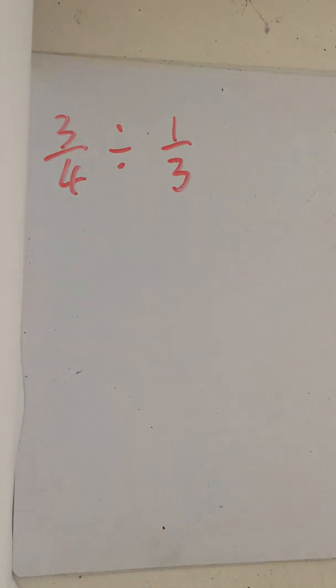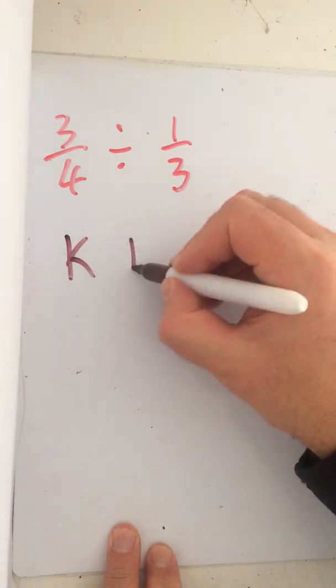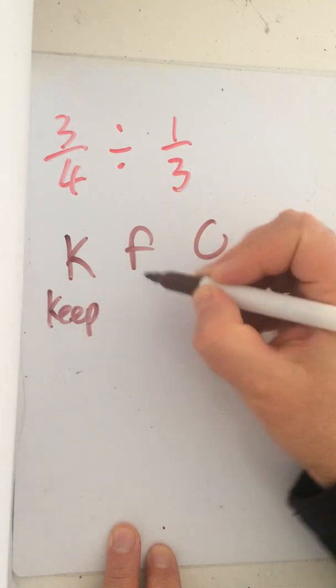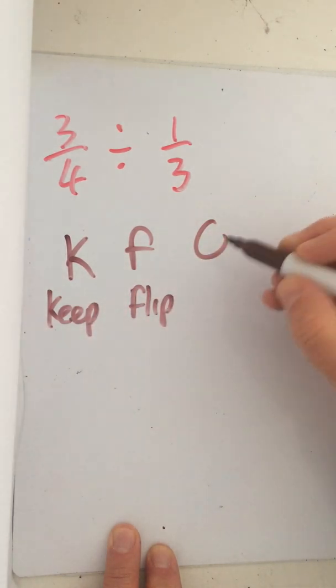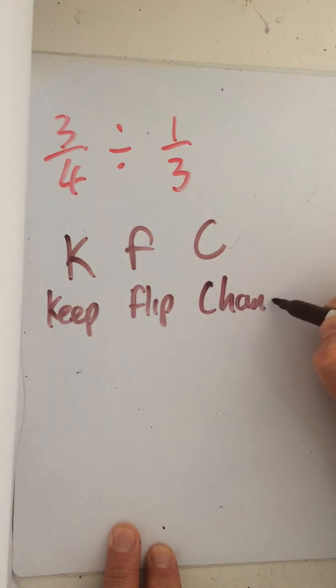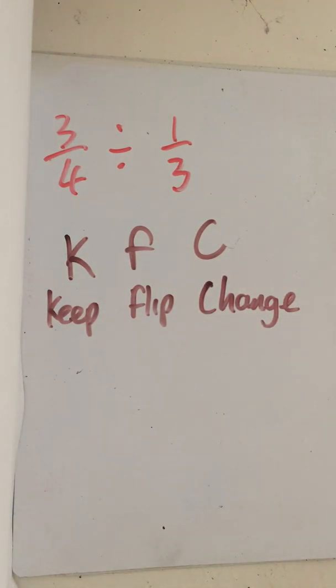1/3. Okay, so the rule for this, and you need to write this in your book, please. KFC, and that stands for keep, flip, it's meant to be a C, and change. Write that into your books, please. Okay, keep, flip, and change.